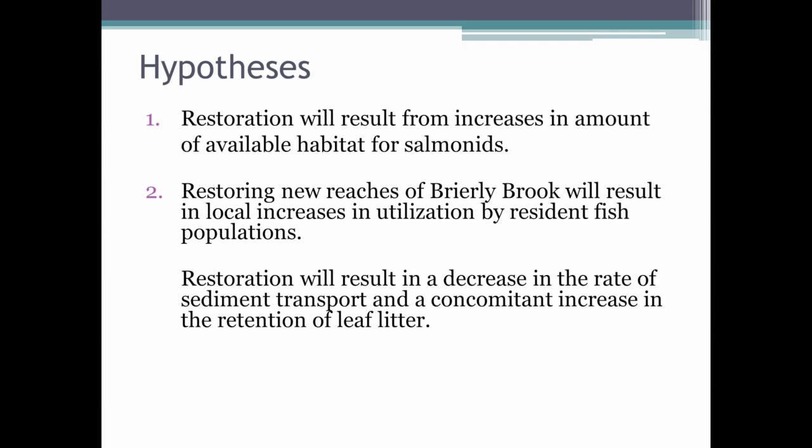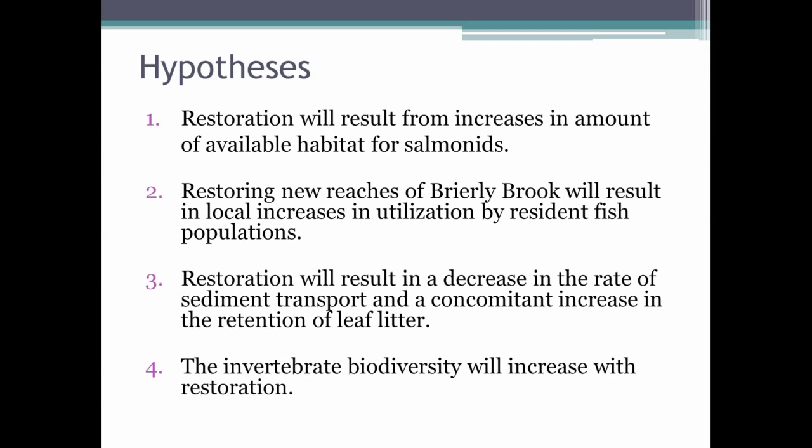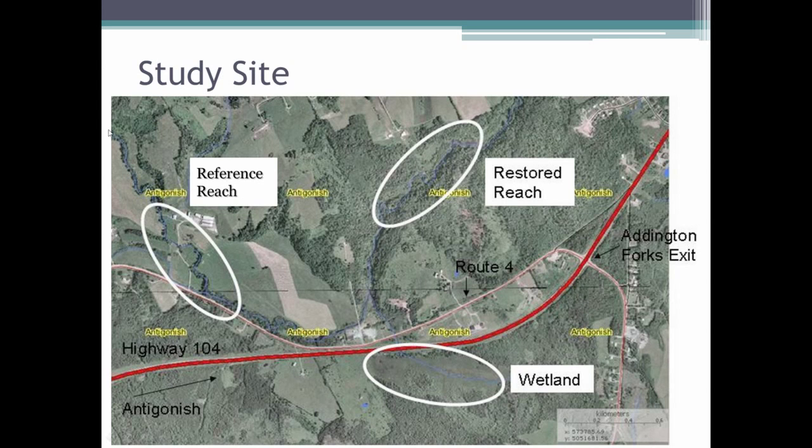Restoration will decrease the rate of sediment transport, and we should see an increase in leaf litter. So if we are working to stabilize the movement of the stream back to more of a normal equilibrium of erosion and deposition, then we're guessing that the sediment transport rate will decline, and that leaf litter should increase, because it won't be removed from the system, won't be chewed up as fast by the turning over of the substrates. And lastly, the hypothesis is that the invertebrate biodiversity should increase after restoration as well.